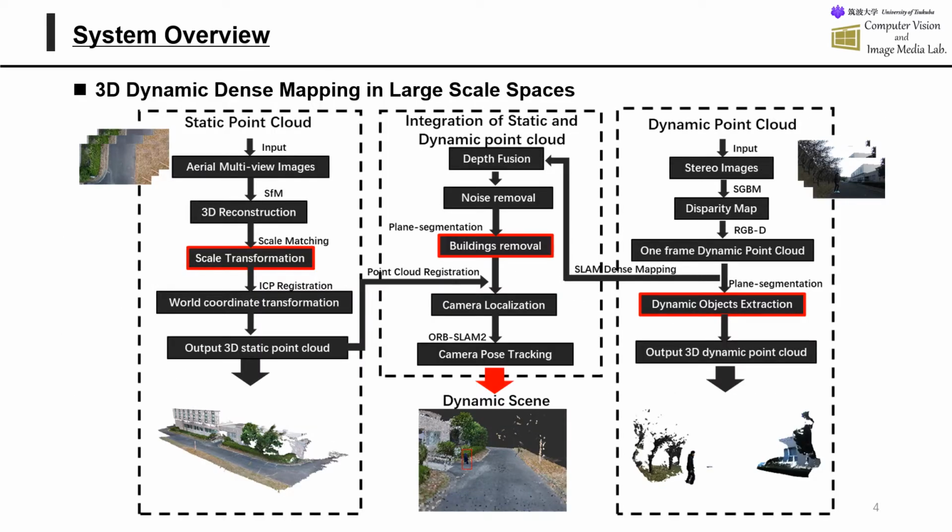This is an overview of our whole system. It can be separated into 3 main sections: static point cloud generation, dynamic point cloud generation, and the integration of UAV and stereo camera. Static point cloud generation is to get the global static map of the environment. Dynamic point cloud generation is to get the local dynamic map from vehicles. And the integration section is to integrate them together to achieve localization.